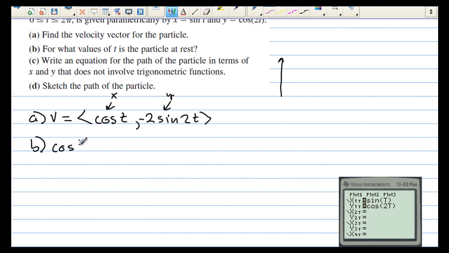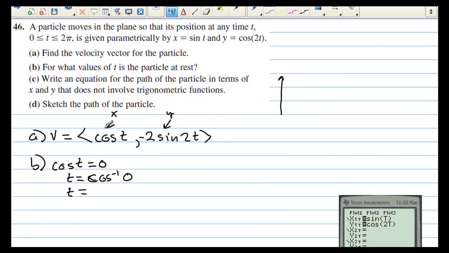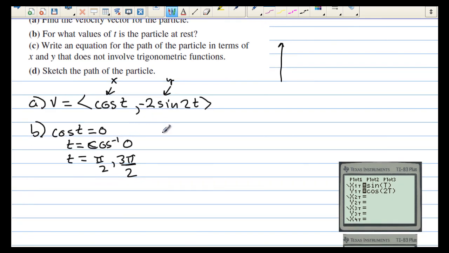We have cosine of t, that has to be 0. So t is the inverse cosine of 0, so we need to know where cosine is 0, but we only need from 0 to 2 pi. So we have pi over 2 and 3 pi over 2. Now that's where the x coordinate is 0, where the x is stopped. We need to know where y is stopped as well.